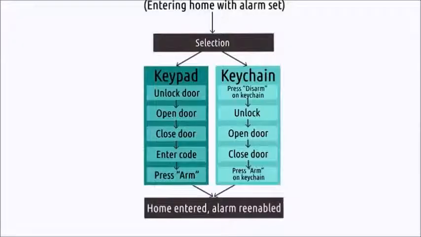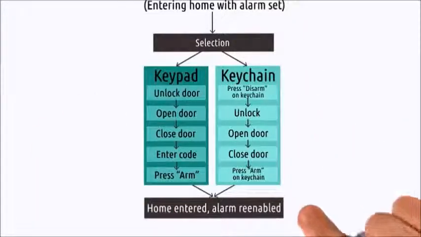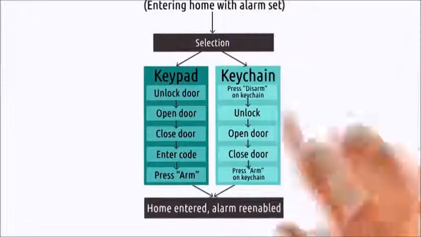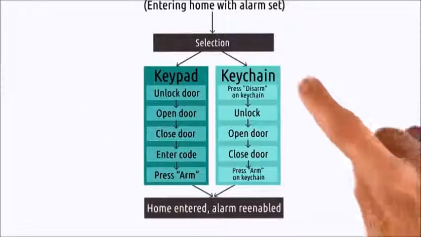Here's one example of how you might design a GOMS model for disabling a security system. Our initial situation is that we're entering the home with the alarm set, and we have two methods for disabling the alarm. We can use the keypad, or we can use the keychain. Either way, our goal is that we've entered the home and re-enabled the alarm. Our selection rules might be something like if we have our hands full, we're going to use the keypad so we can get inside and put the stuff down, but if we don't have our hands full, we'll use the keychain.